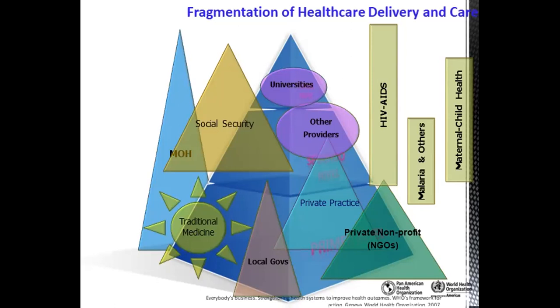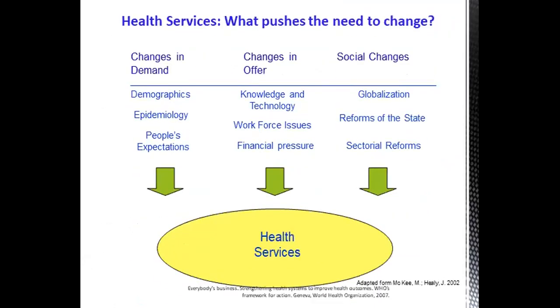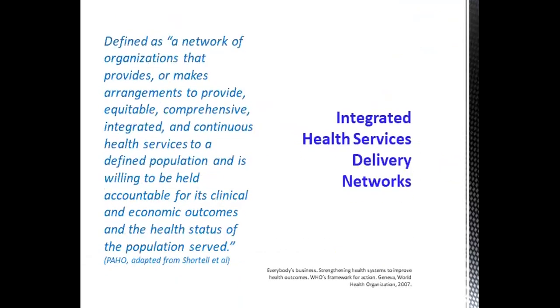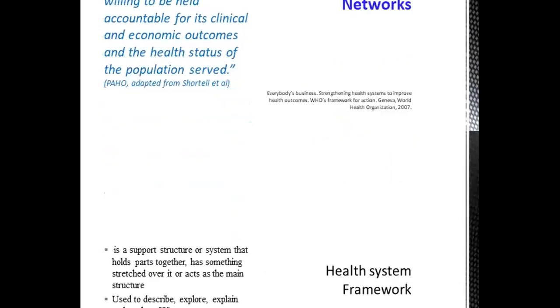Therefore, what pushes the need to change? Changes in demand, for example, demographic, epidemiology, people's expectations; changes in offer, for example, knowledge and technology, workforce issues, financial pressure. Social changes include globalization, reforms of the state and intersectoral reforms, all of which push the need to change in health services. Therefore, we need an integrated health service delivery network, which is a network of organizations that makes arrangements to provide equitable, comprehensive, integrated, and continuous health services to a defined population and is willing to be held accountable for its clinical and economic outcomes and the health status of the population served.